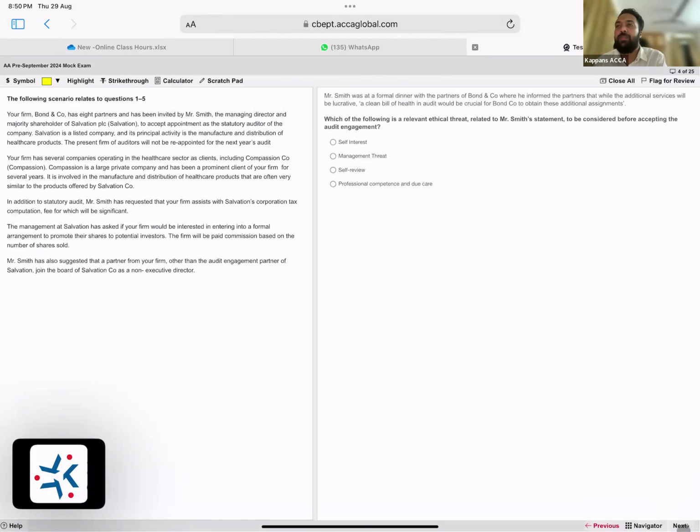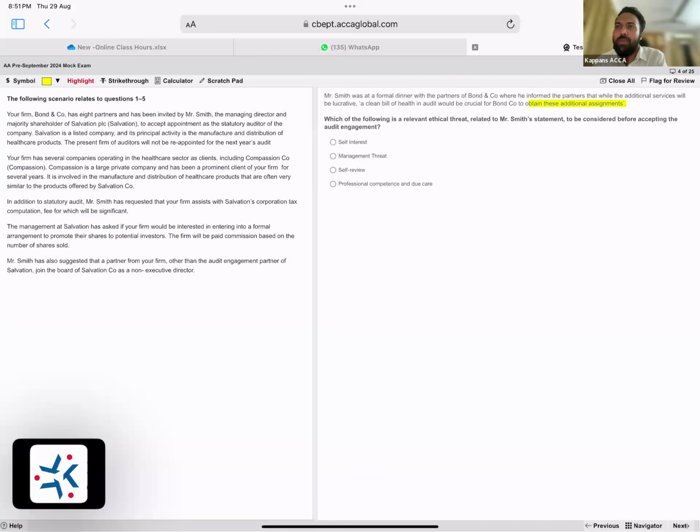Moving to the fourth question. Mr. Smith was at a formal dinner with the partners of Bond and Company, where he informed the partners that while the additional services will be lucrative, a clean bill of health in the audit would be crucial for Bond to obtain this additional assignment. So they are saying that we need a clean bill of health, meaning we need an unmodified opinion, no issues, etc. Which of the following is a relevant ethical threat related to Mr. Smith's statement to be considered before accepting the audit?